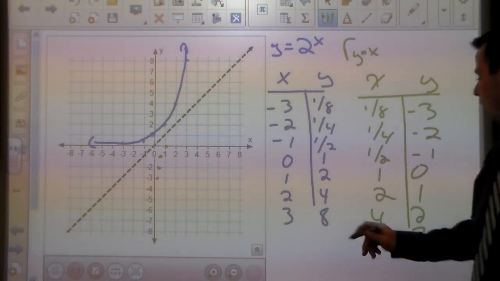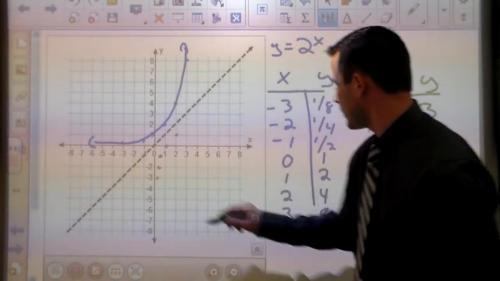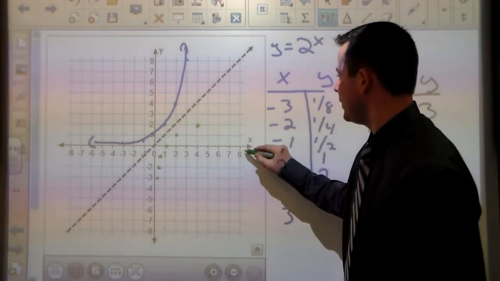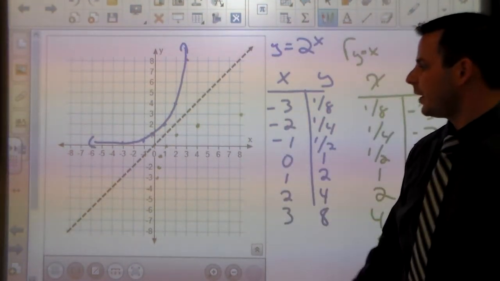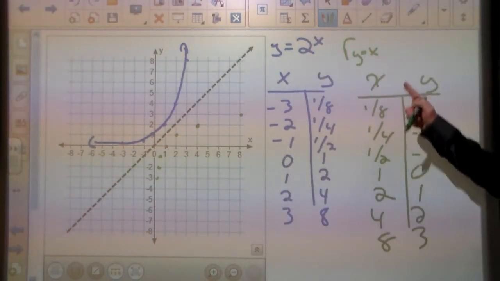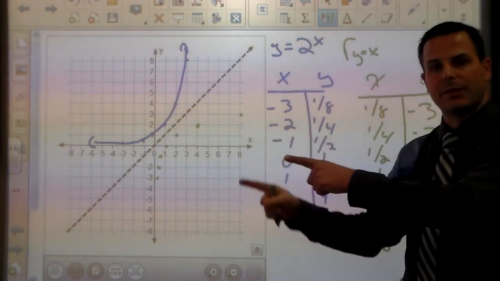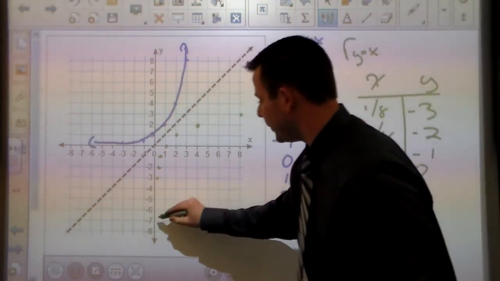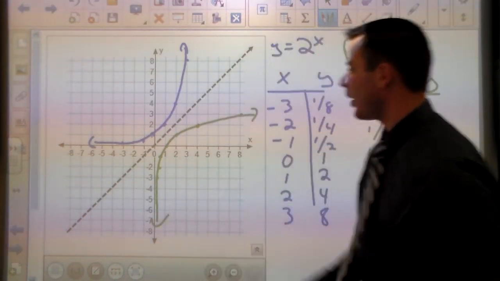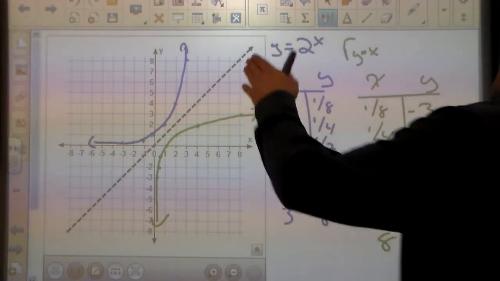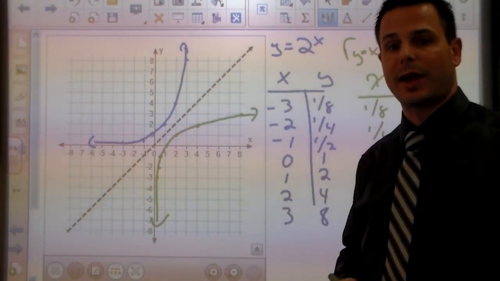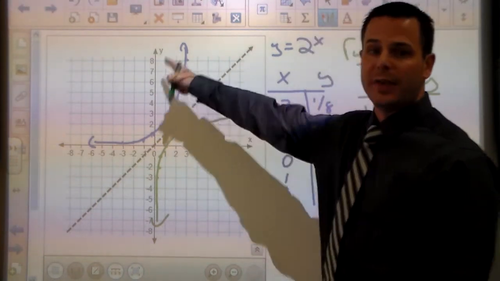So I'm going to plot all those ordered pairs now. 2, 1. 4, 2. And 8, 3. So now let's take a look at this. If we're reflecting over the line y equals x, take a look at your x values here. None of them are negative. None of them are 0. Which means this graph never crosses the y-axis. There is our new graph. And if you look at it, does it look symmetrical? Yes, that is the image of our reflection over the line y equals x. So this is the inverse of the exponential.